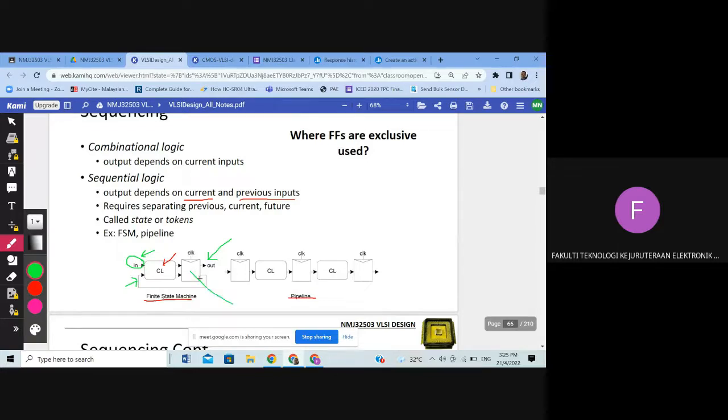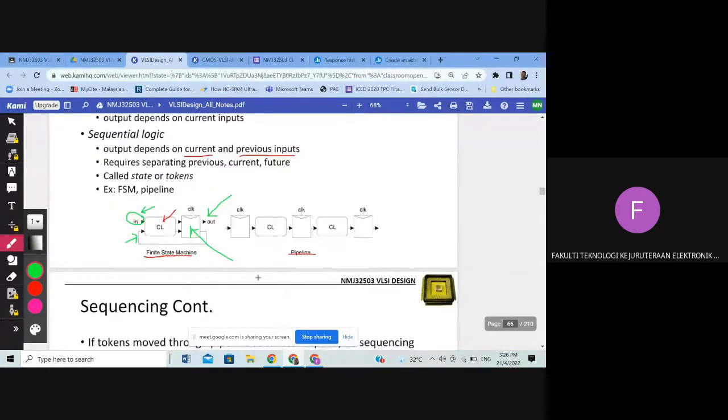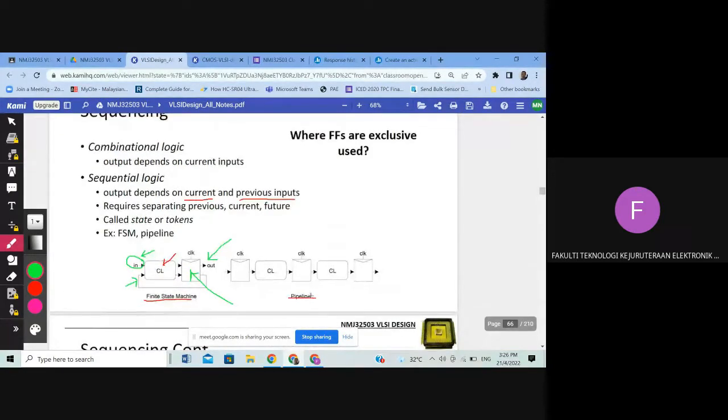In this case, this block, either flip-flop or latch, will temporarily hold the token, and then pass it back to the input. So this is your previous input. You join your previous input and current input, and get the output. This is the characteristic of finite state machines. Another example is the pipeline. Pipeline is another example of sequential circuits.